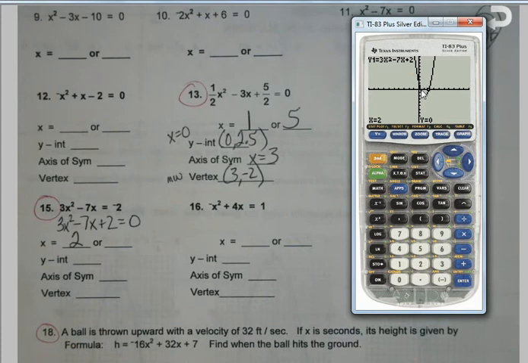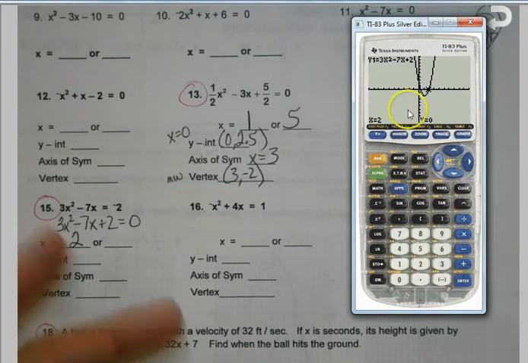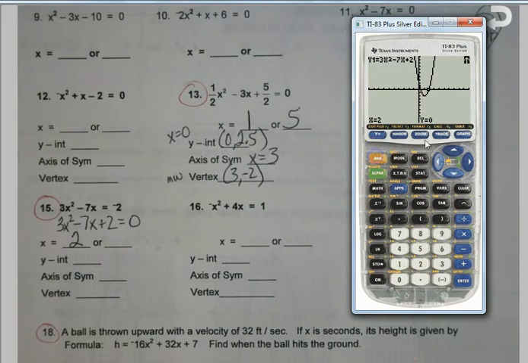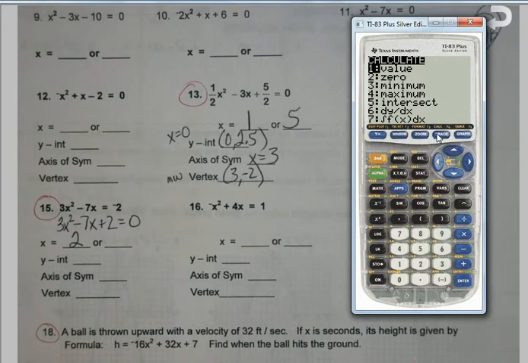So if I'm not sure and I have to find another way, here's how we do that again. I'm going to go back to my second trace, to my calculate function, except now I'm looking for a 0.